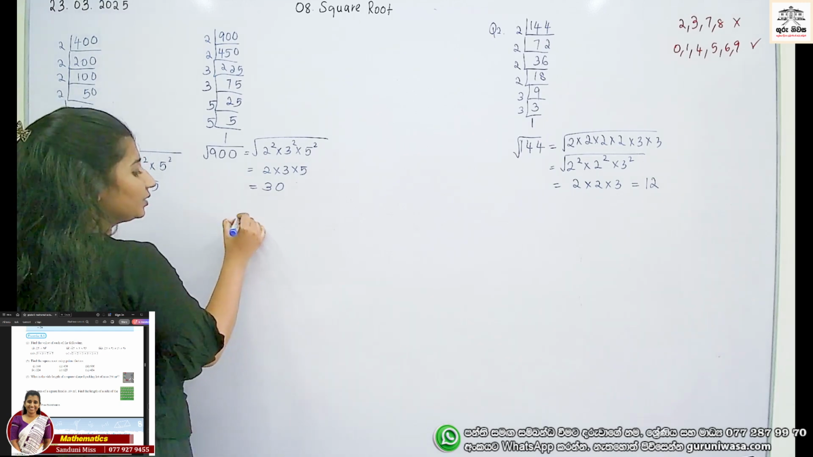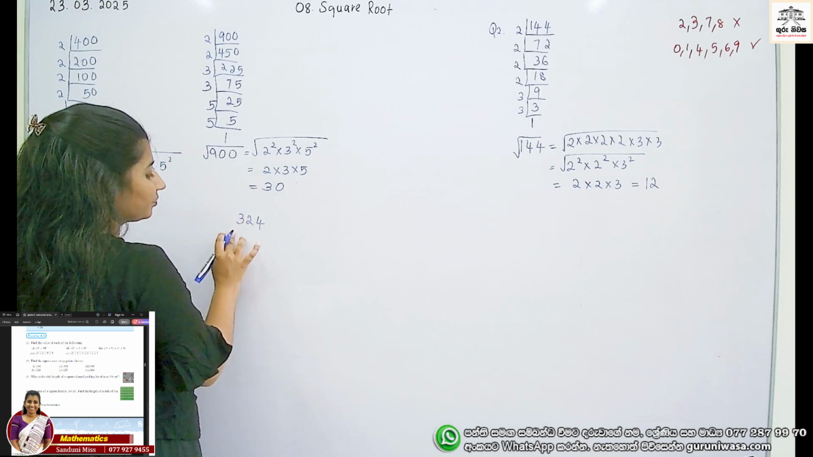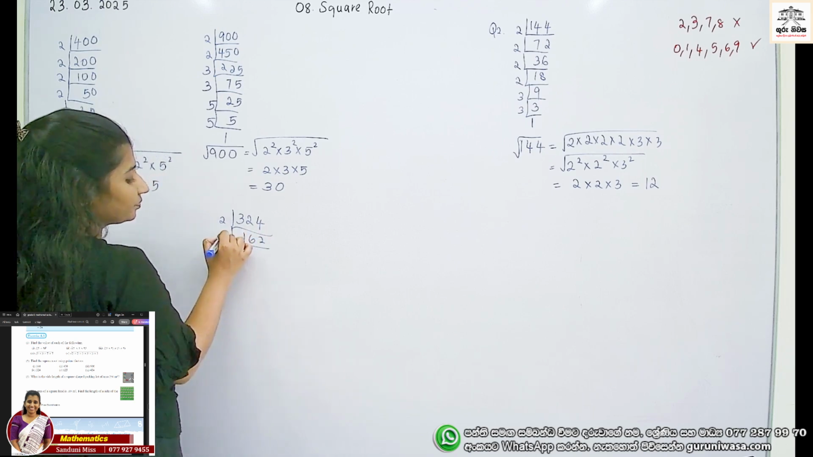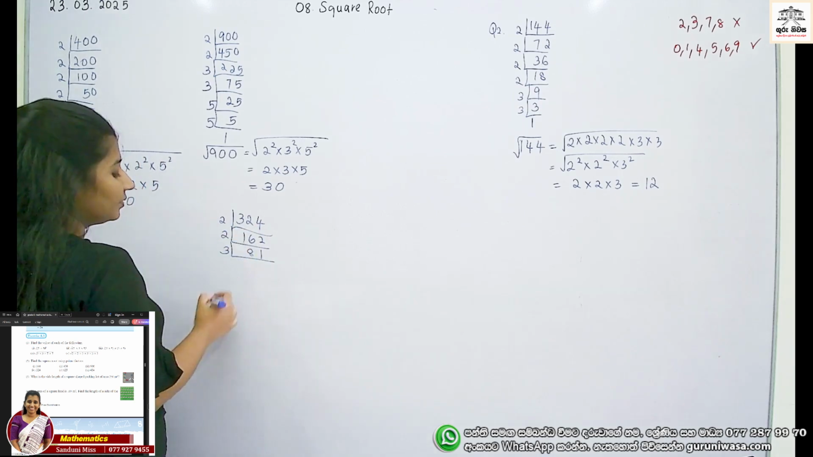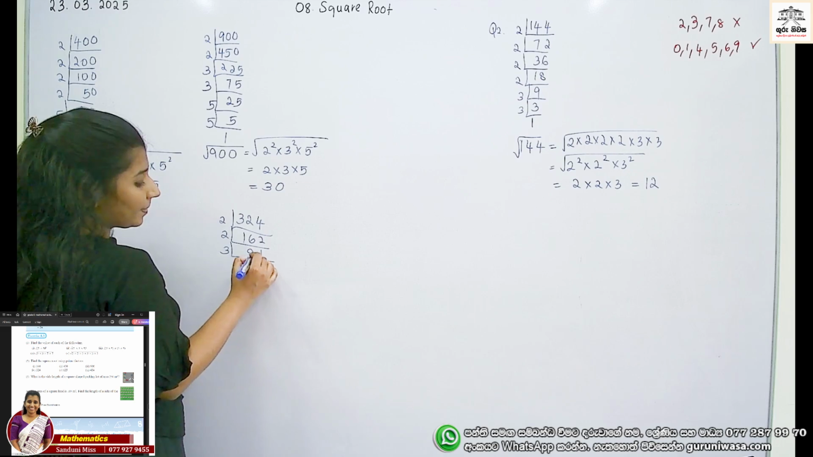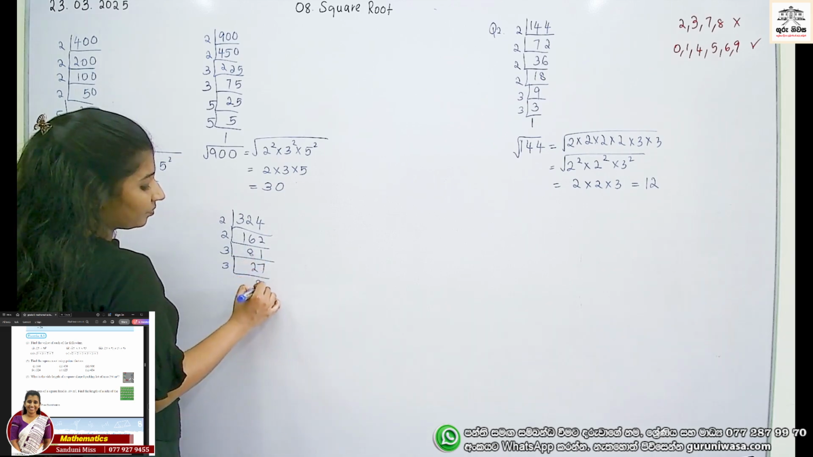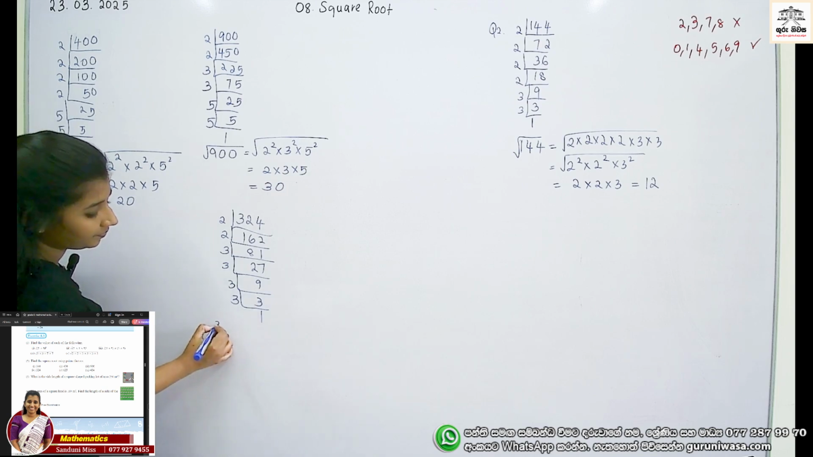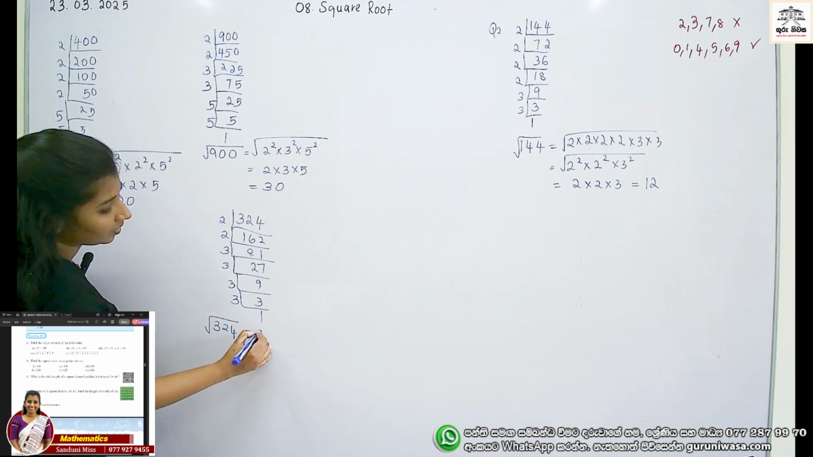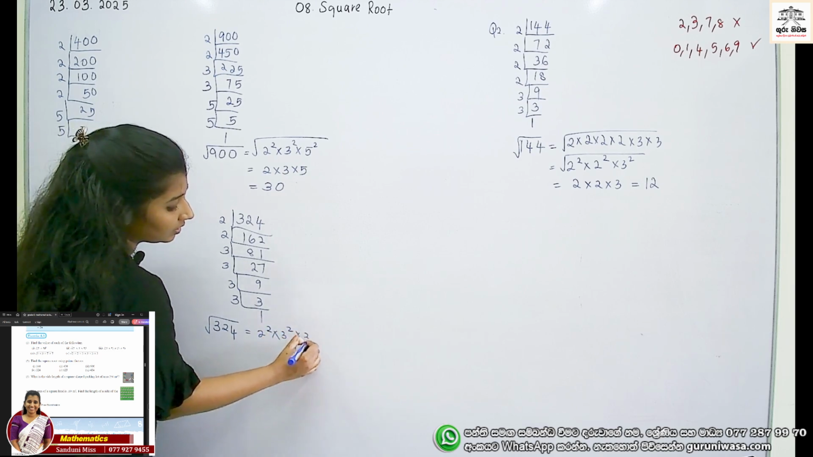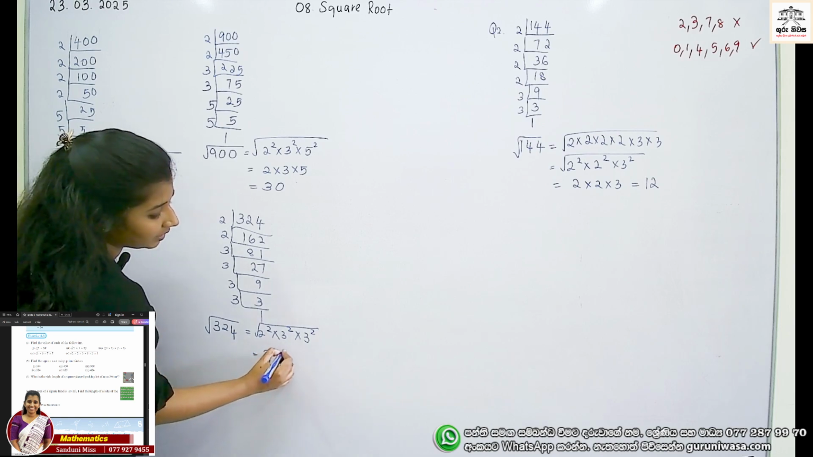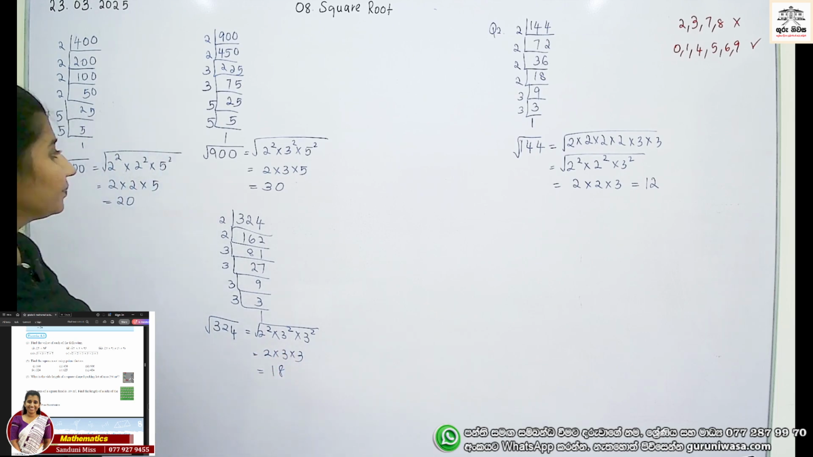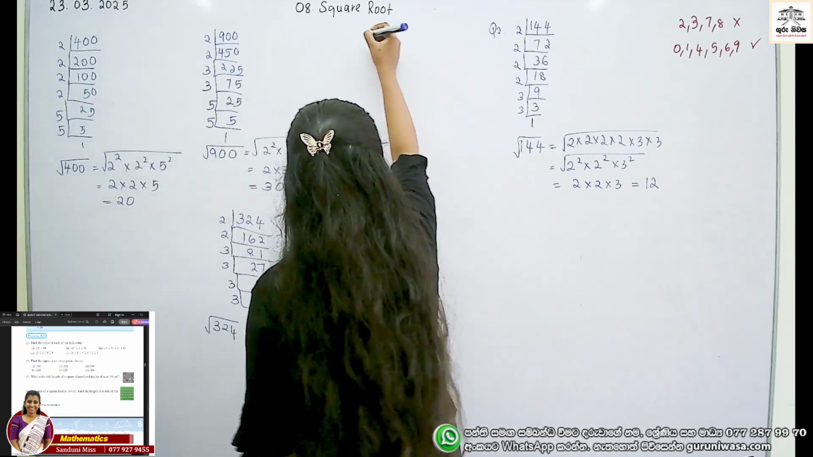Then we have 324. 162, 81, and we have 3. What do you have? 2 squared, 3 squared, 3 squared. Then you will be having 2 times 3 times 3, it will be equal to 6 times 3 is 18. Right? Then we have 625.